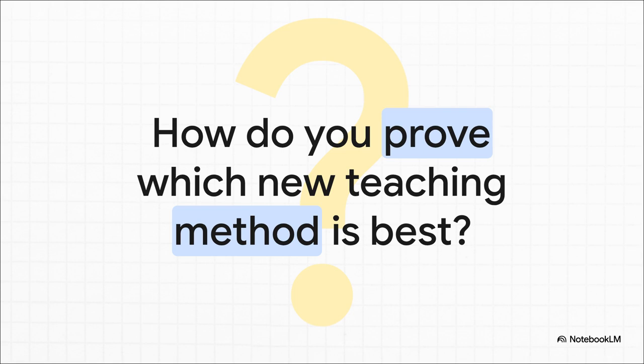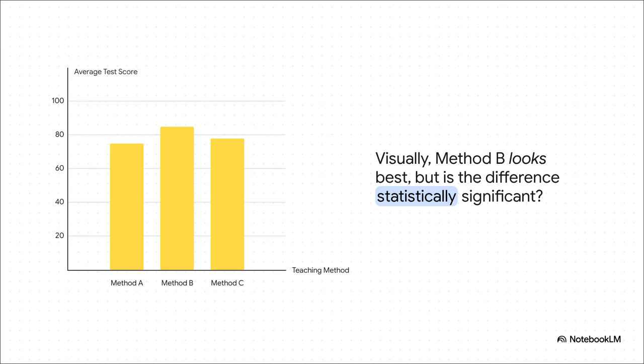than the others? So you plot it out, and right away, your eyes are drawn to method B. I mean, look at it. That bar is clearly the highest. It looks like the winner, right? But here's the catch. Is that difference really big enough to matter? Or could it just be a random fluke? This is where just looking at a chart isn't enough. We need something more powerful to tell us if that difference is what we call statistically significant.